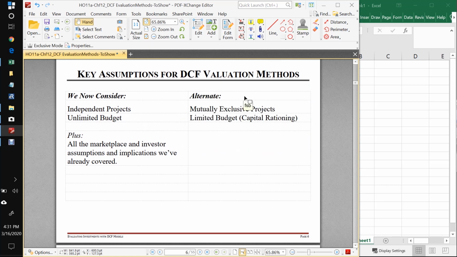So alternate to the independent projects and unlimited budget assumptions, we could consider mutually exclusive projects or projects with limited budget, which is the same as capital rationing. And we will do both of these things in the next chapter.